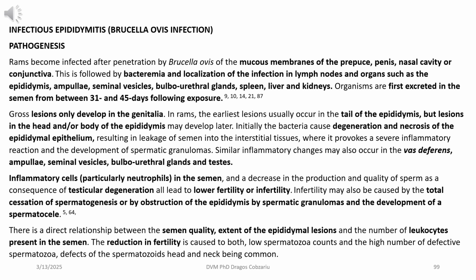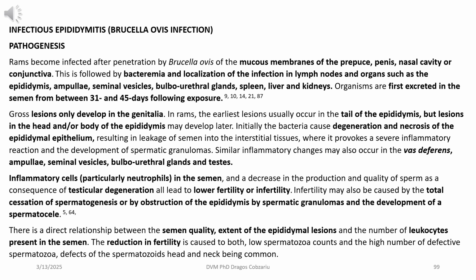This is followed by bacteremia and localization of the infection in lymph nodes and organs such as the epididymis, ampullae, seminal vesicles, bulbourethral glands, spleen, liver and kidneys. Organisms are first excreted in the semen from between 31 and 45 days following exposure. Gross lesions only develop in the genitalia.